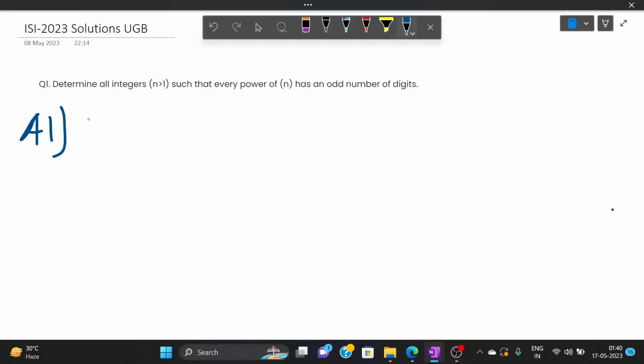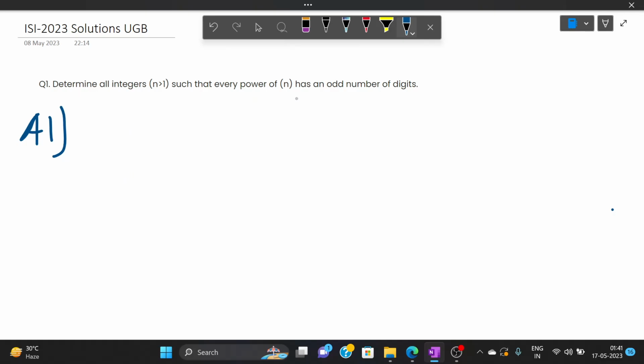Hello students, now we will be discussing the first problem of ISI 2023 UGB, and this was from number theory and it is one of the toughest problems of the paper. This question consists of many concepts of number theory including the greatest integer function, number of digits in a number and inequalities. Now this was a very complicated question and solving this took a lot of time. So let us start this one.